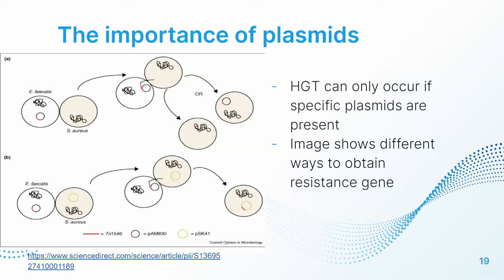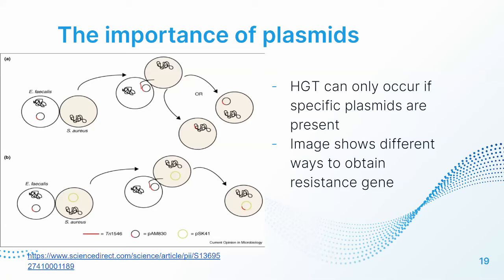In section B, we can see how the resistance gene that is located in plasmid pAM830 was not able to fully transfer to the recipient bacteria. In this case, they need a native plasmid, which is pSK41, to transfer the gene.